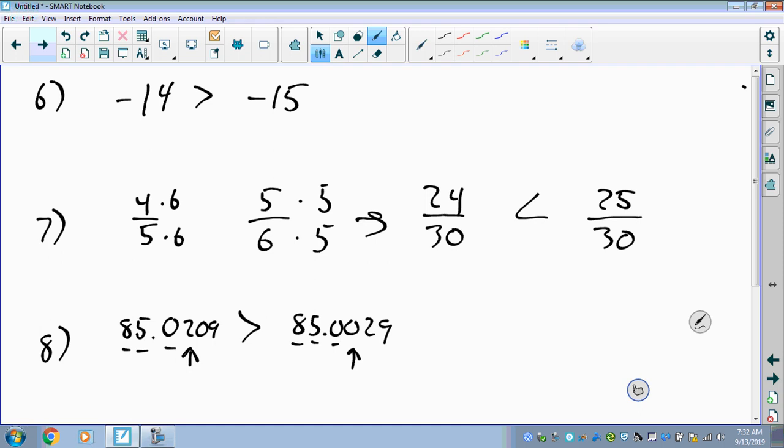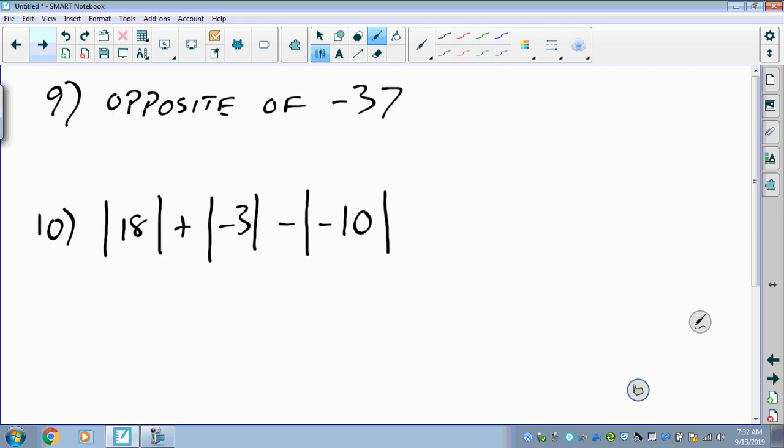Cool? Moving on. All right. What's the opposite of 37? A negative 37, positive 37. That's easy. Opposites are two numbers that add up to 0. So negative 37 and 37 add up to 0.